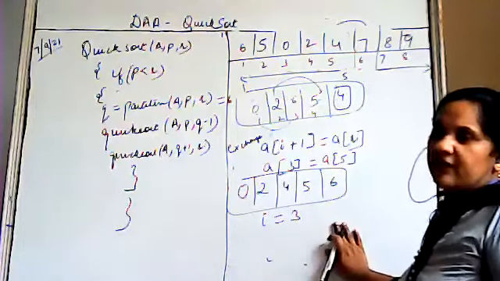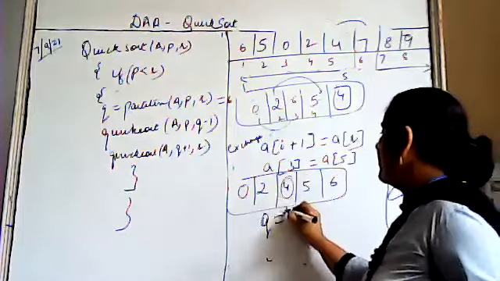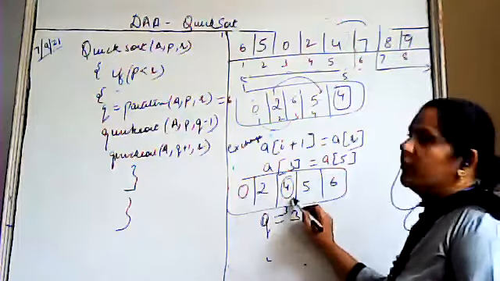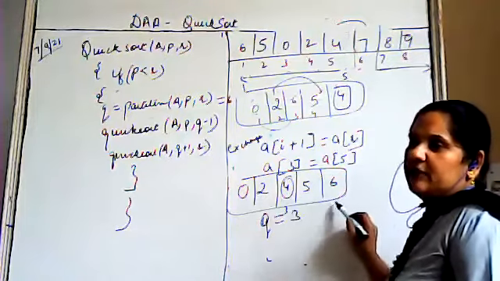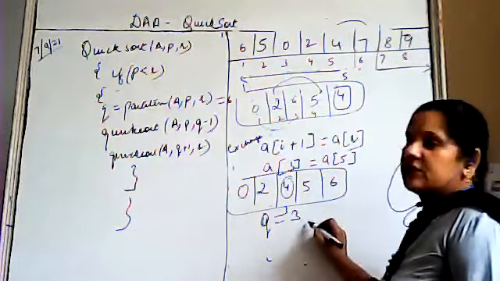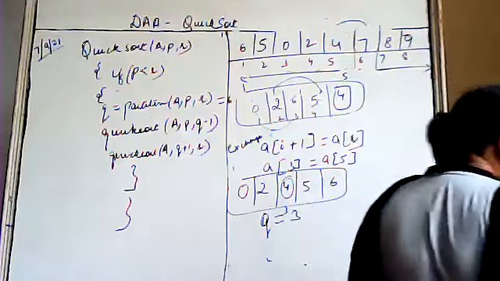So this will return you q is equal to 3. The partition has to take place at 3 elements. So towards the left, you are seeing the elements towards the left of 4 are less than 4 and elements towards the right of 4 are greater than 4 itself. So this is your q is equal to 3 only.